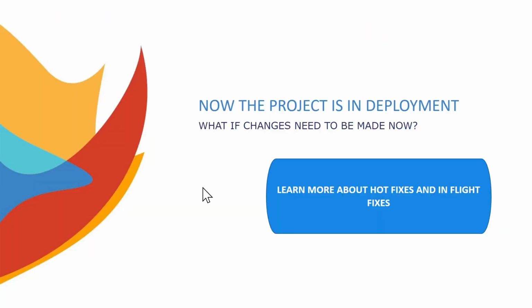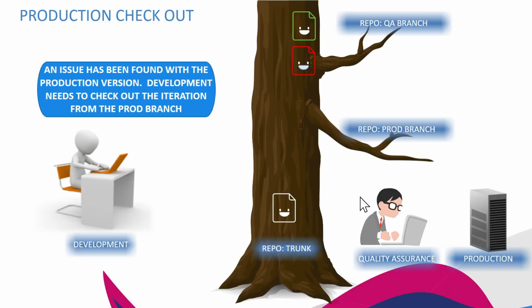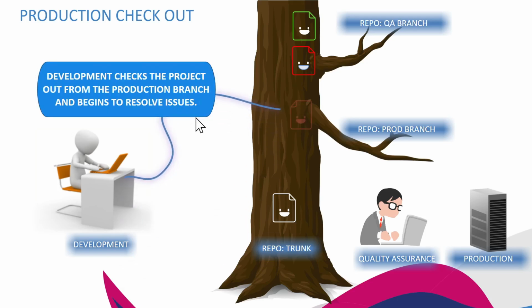So that was a relatively simple approach to the life cycle of a product, but what if changes need to be made? So let's take a look at that process. An issue has been found with the production version. Development is going to check out that iteration from the production branch. They check out that project and make the changes.